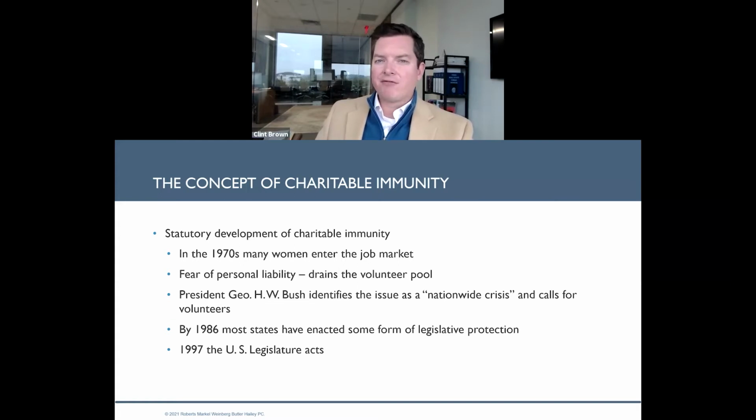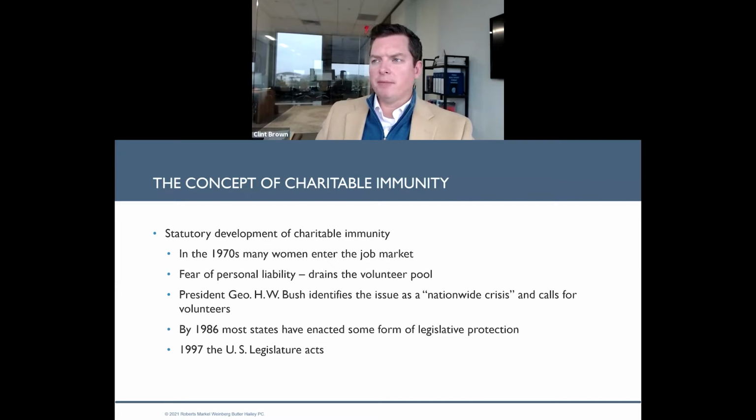That came with an ever increasing fear of personal liability. So you have persons that were volunteering, either working and volunteering or not working and volunteering. They just saw this personal liability potential increasing with the increase in lawsuits. Why? Because common law charitable immunity had been abolished. And that fear basically was, hey, I'm just not going to put myself out there. I don't need to be personally liable for being a volunteer for this charity.